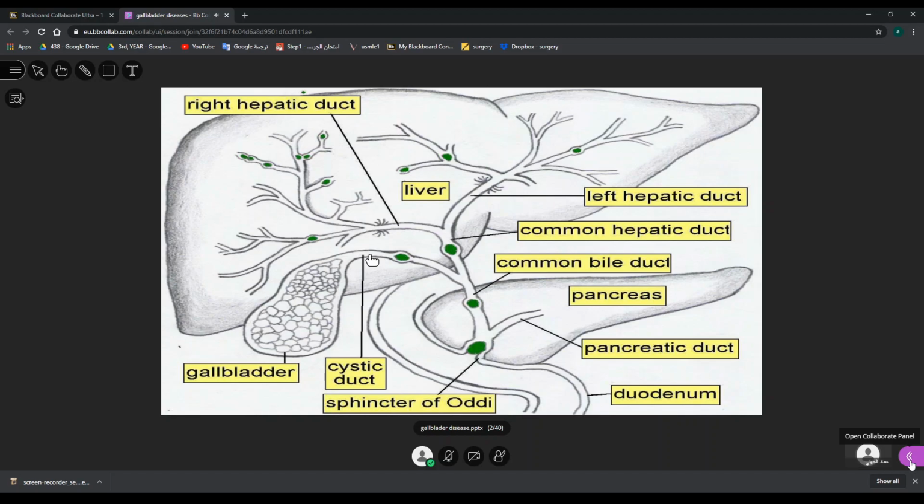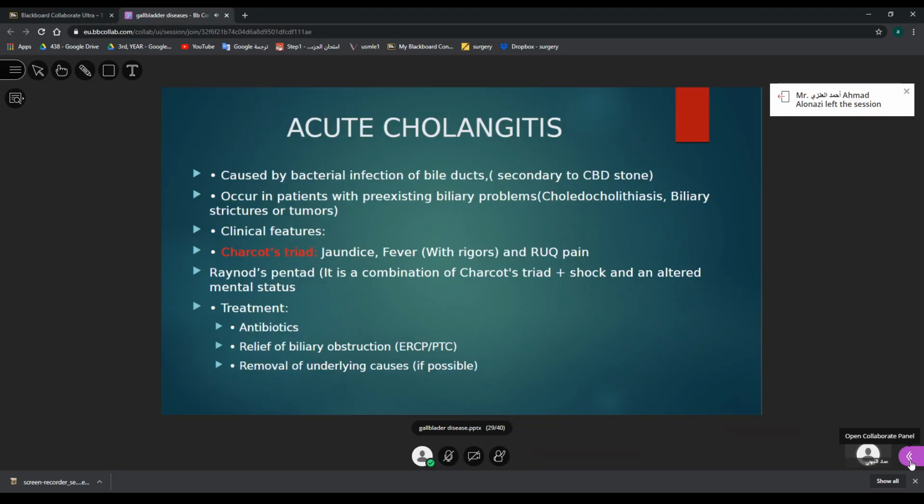Doctor, are these characteristic features of acute cholangitis? Yes, all are characteristic of acute cholangitis. So you have a patient having jaundice, fever, and right upper quadrant pain. This is Charcot's triad. When you add to it shock and altered mental status, it is called Reynolds' pentad. So here is how we can identify it clinically.